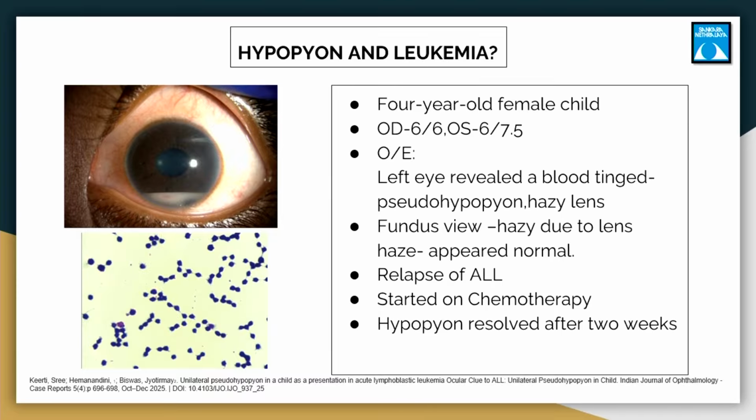You say the fundus is hazy due to a lens haze, but it appeared normal. What are the fundus findings you would expect in a patient with leukemia? We can expect signs of leukemic retinopathy such as neovascularization. Neovascular? No? Leukemic retinopathy, what are the fundus findings?